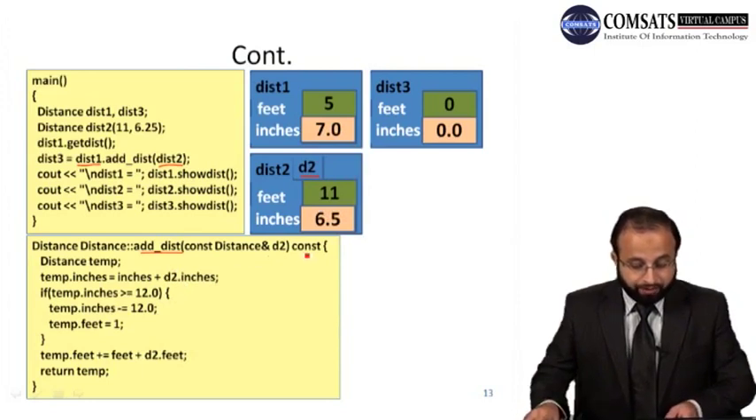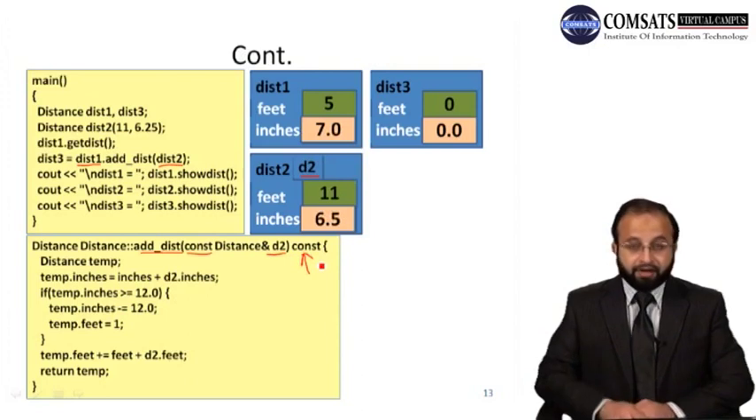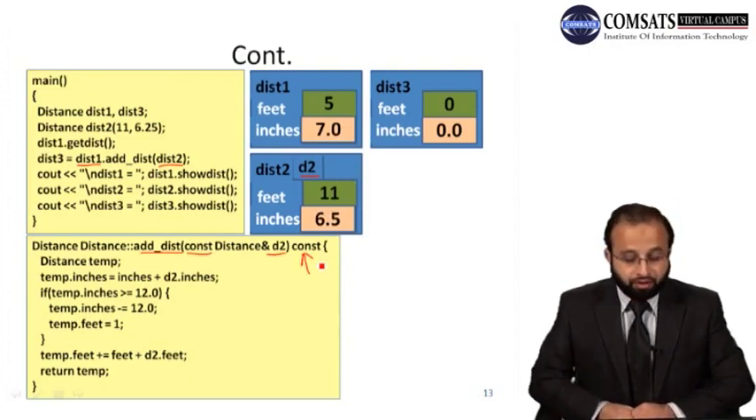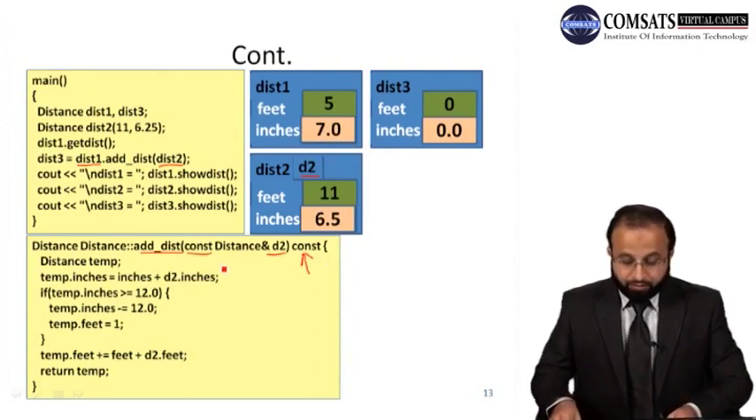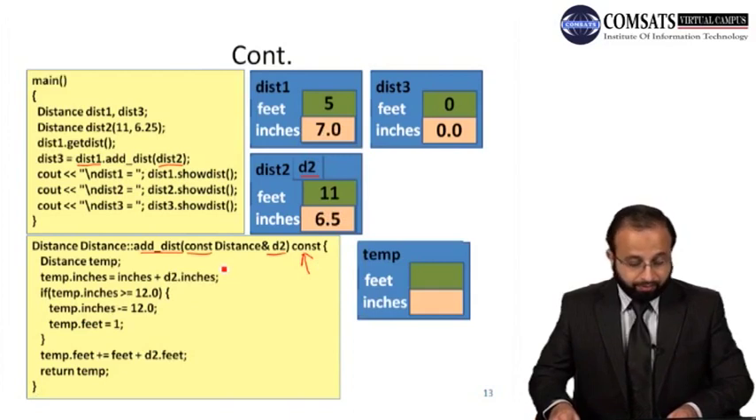So the next statement is, now this const is over here to restrict the add dest function from changing the value of this reference variable, that is dest2, and this const is over here to restrict the add dest function from changing the value of the object that called the add dest function. And in this example, in the main function, we can see that dest1 is the object that called the add dest function. Now we create a temporary object. So this is a temporary object, temp.